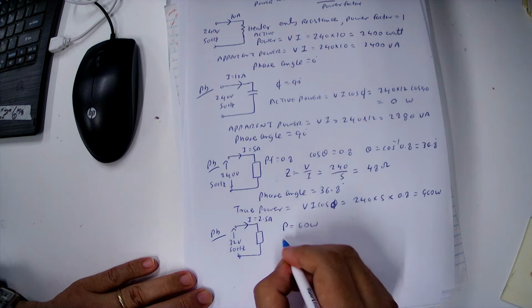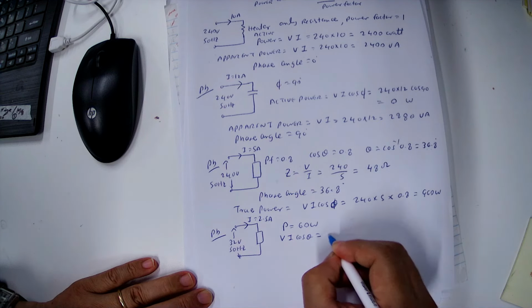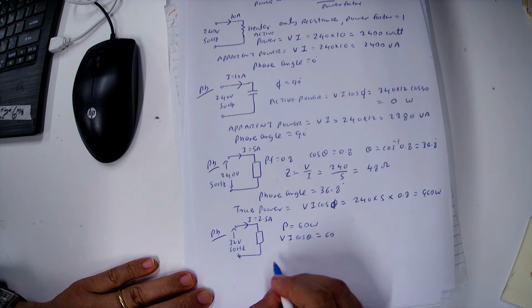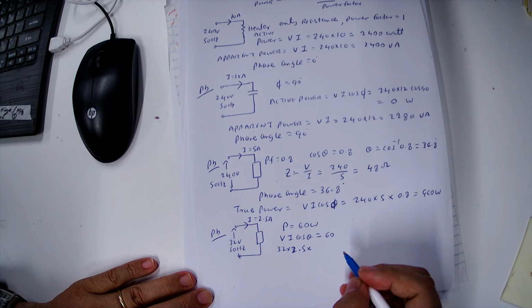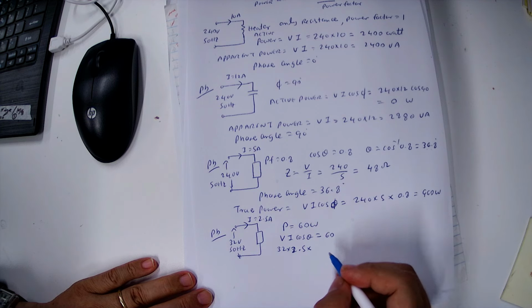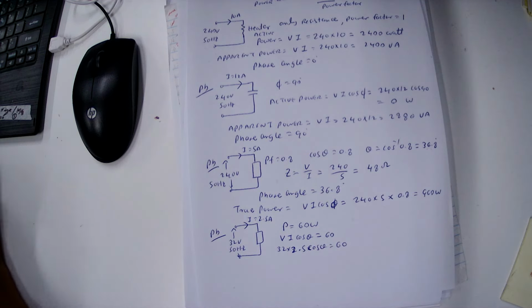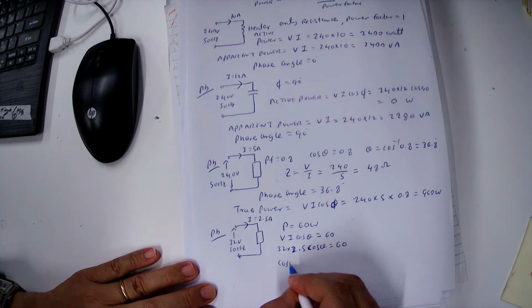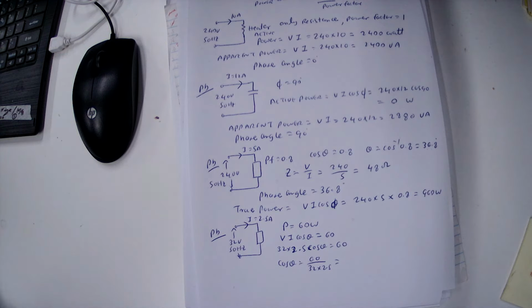Active power: we can use the equation VI cos theta equal to 60. The voltage is 32, the current is 2.5, and we need the cos theta, so that we can calculate the angle theta. Cos theta is 60 divided by 32 into 2.5.